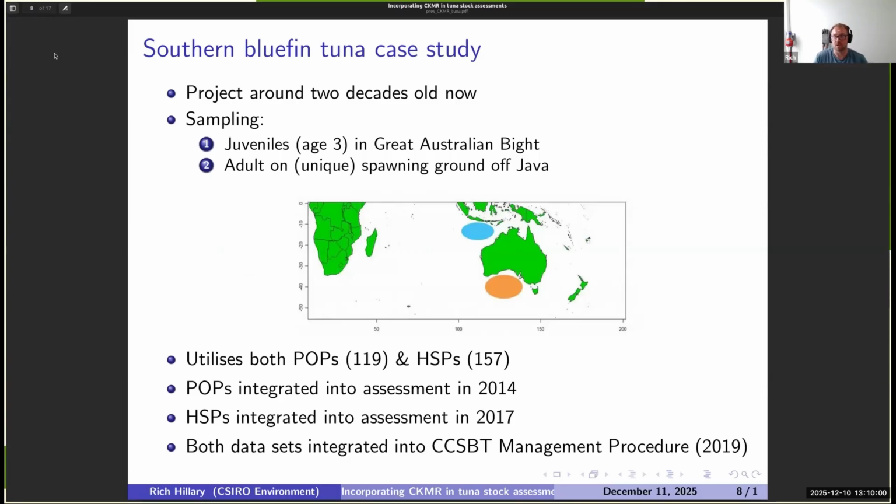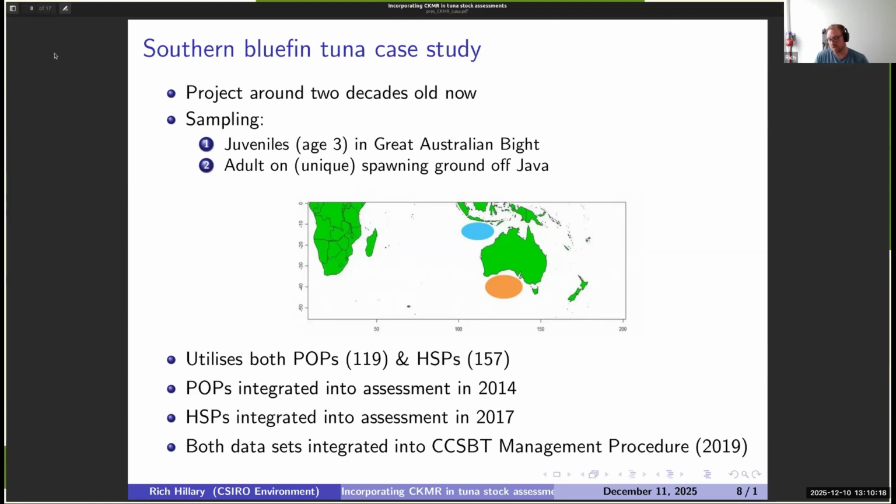So we have sampling of juveniles in the Great Australian Bight, which is that orange ellipse just below the Australian mainland, I can say that from Tasmania. And then we have adults sampled on the unique spawning ground, which is just off the southern tip of Java, which is that blue ellipse.